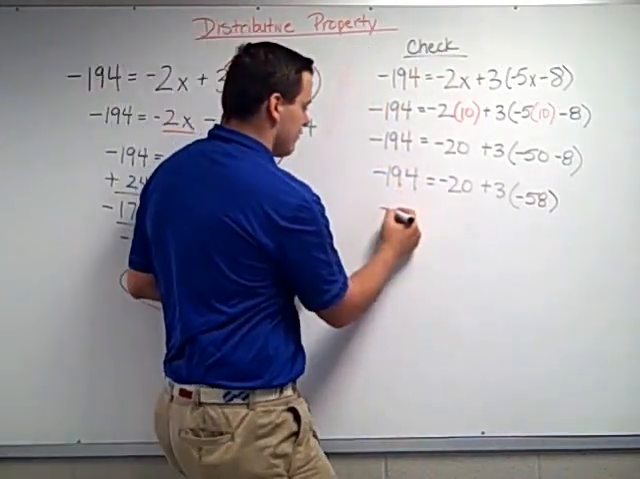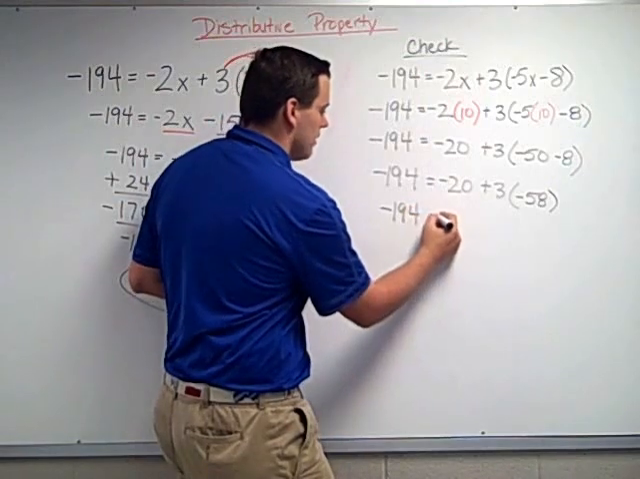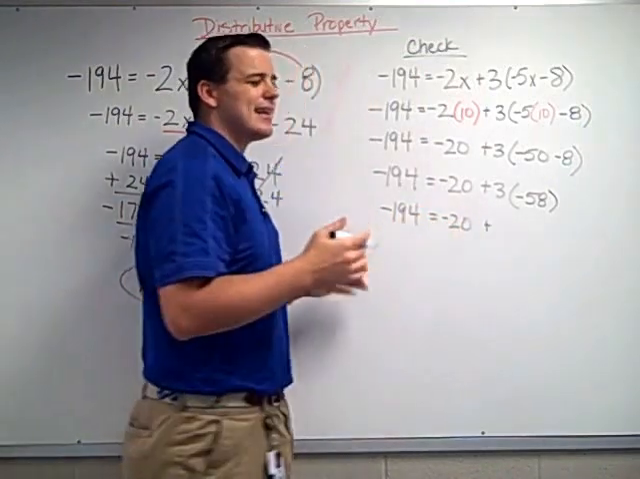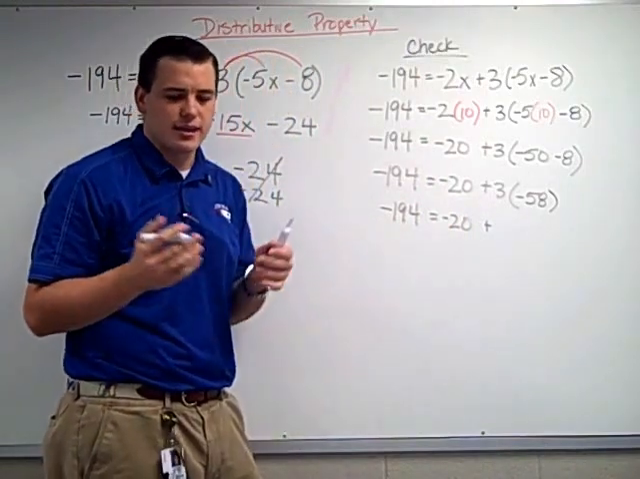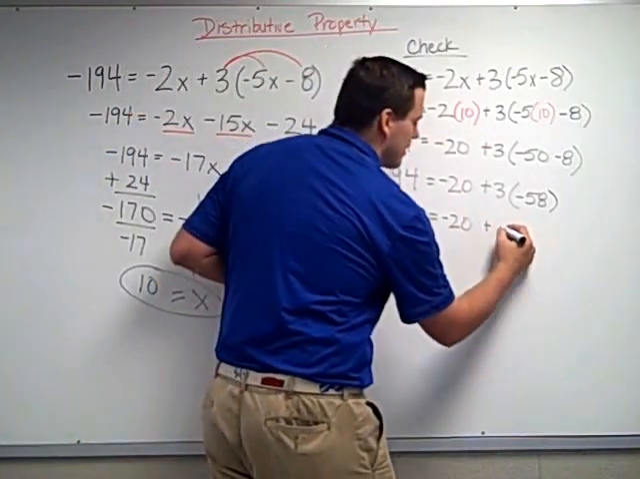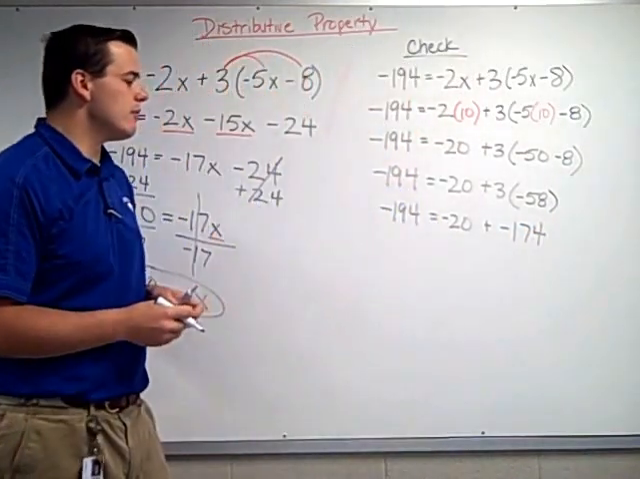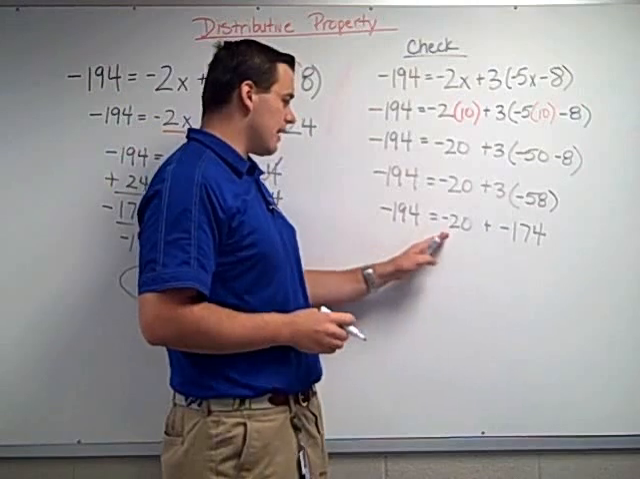Now, I have negative 194 equals negative 20 plus 3 times negative 58. Use a calculator for this, that'd be fine. You're going to get negative 174. Negative 174. Now I want to complete this.